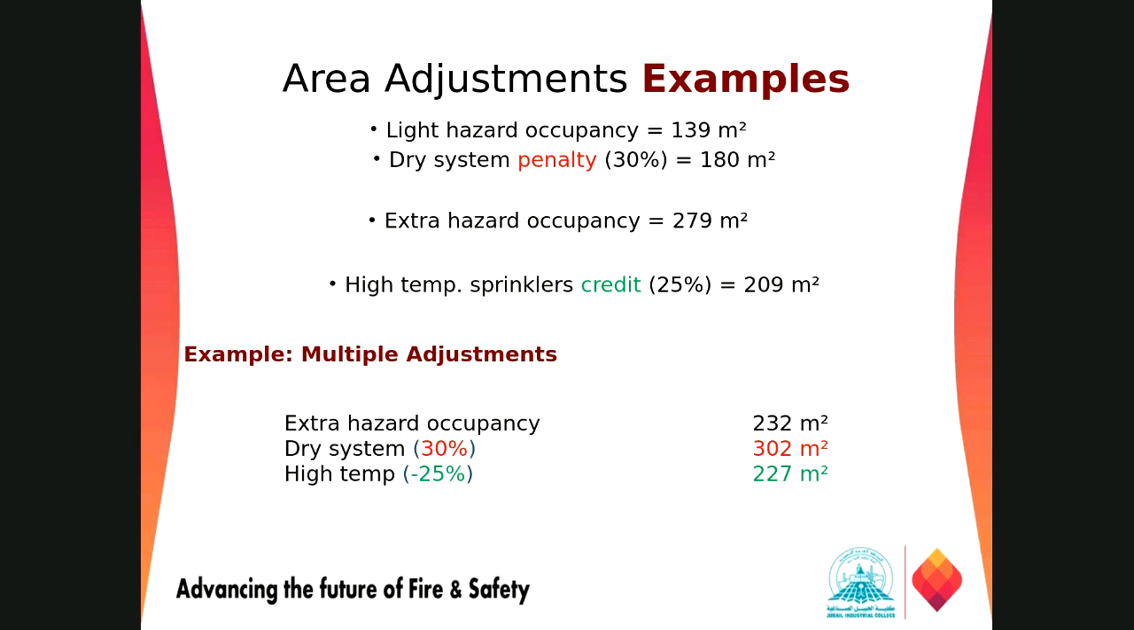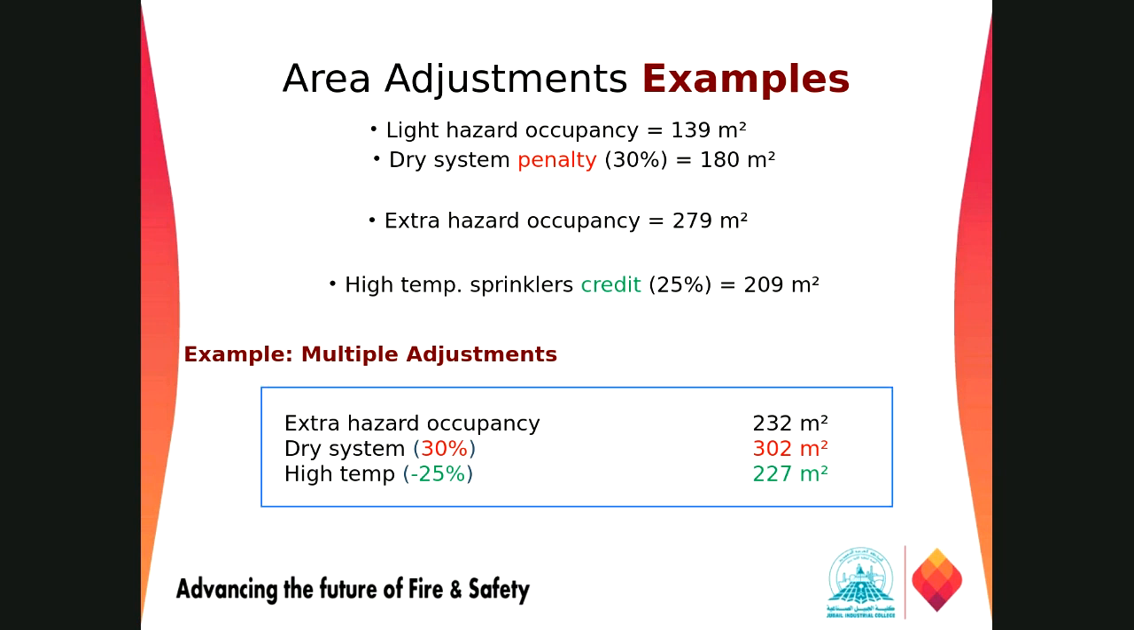And then we have some example here at the bottom. I think we are at this location before the break, but we can discuss again. If we have extra hazard occupancies of 232 square meters, with the dry system, we have to go for 302, and the dry system with high temperature sprinkler, further we can decrease. So we have multiple adjustment methods we can use. This is how it works.